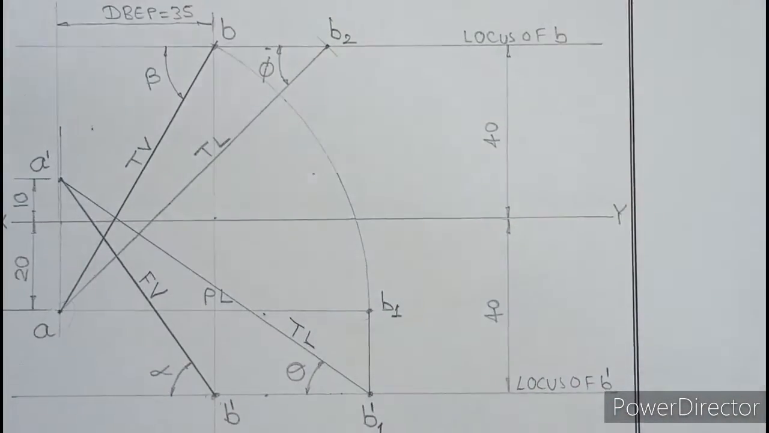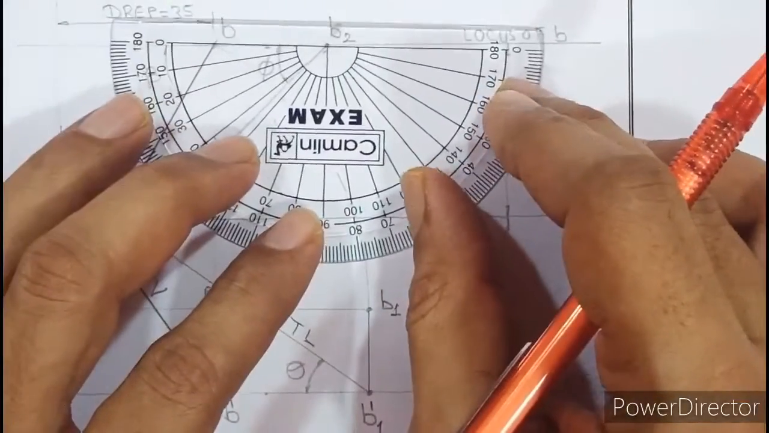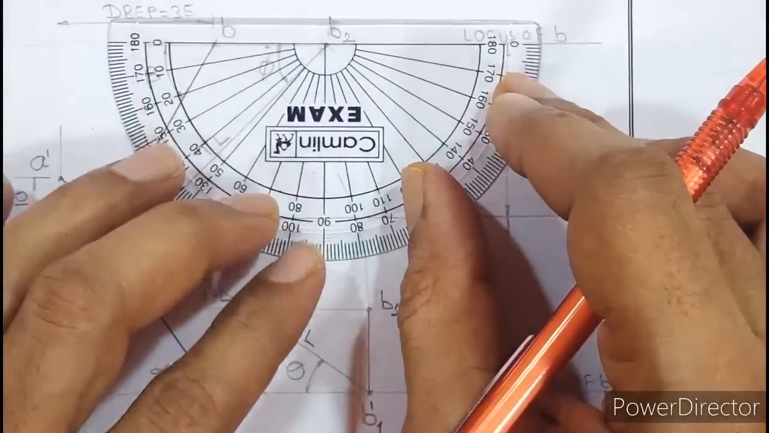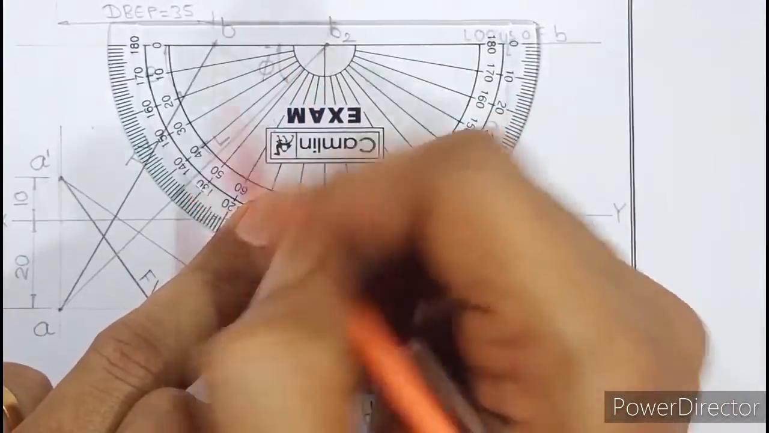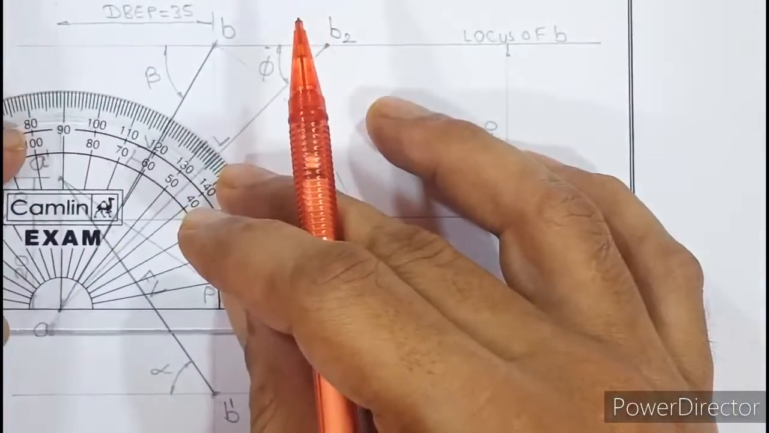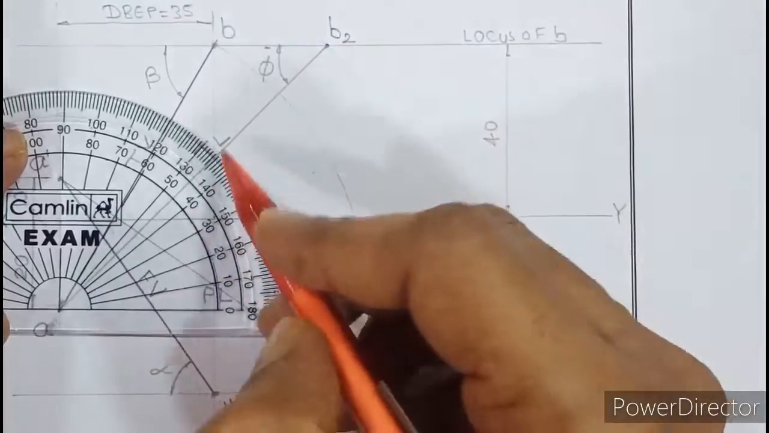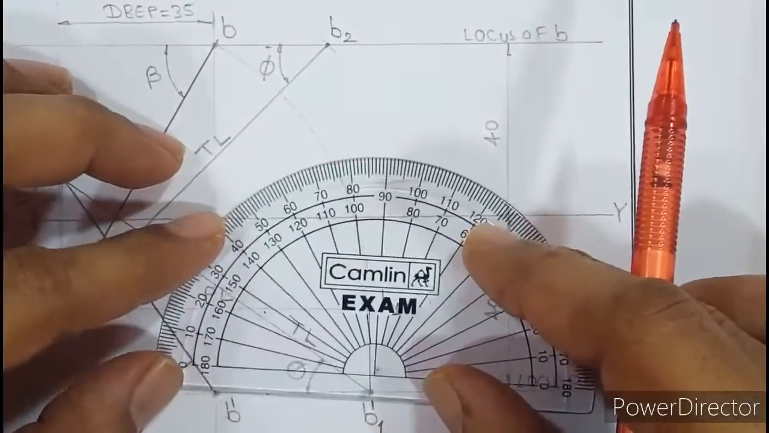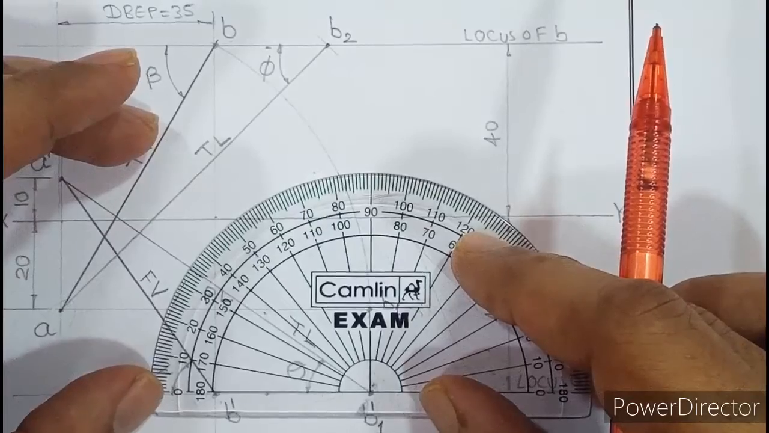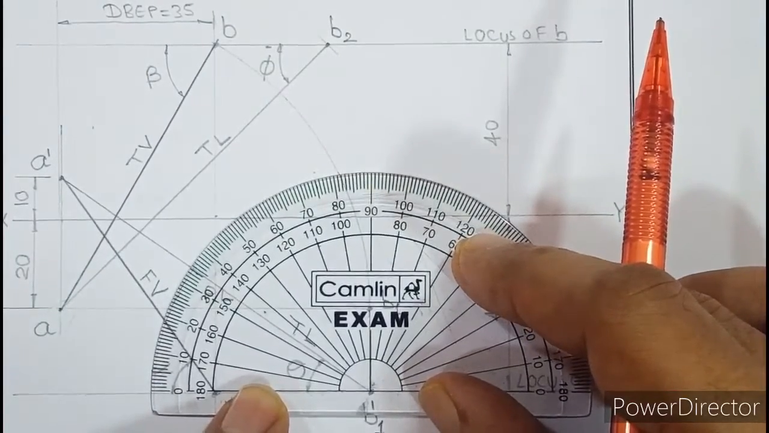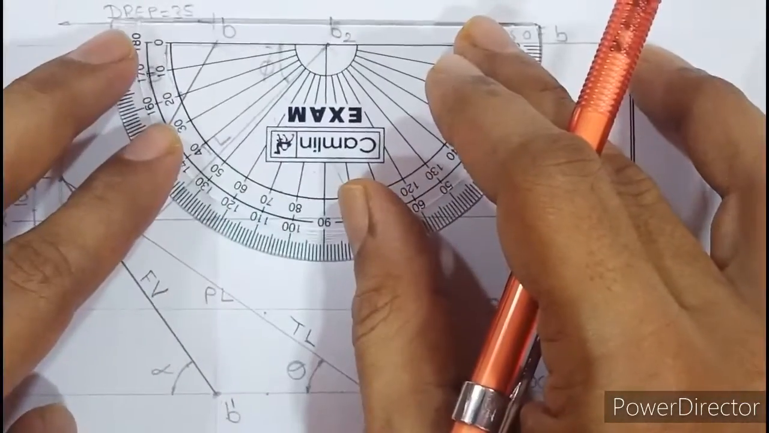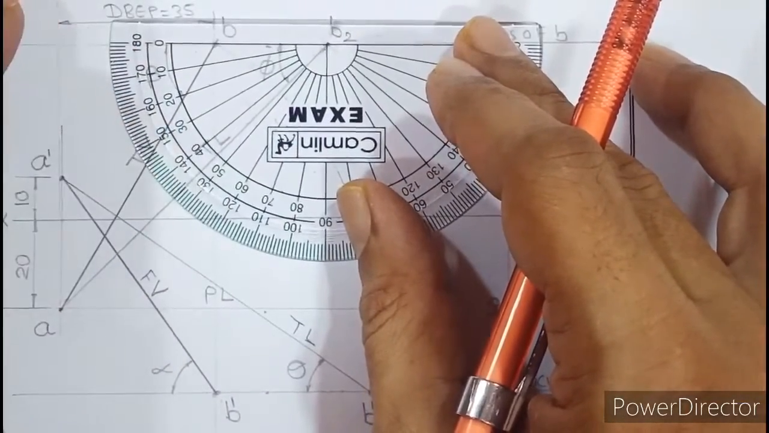Now they've asked us to measure theta and phi. If I keep my protractor here and measure this angle, it comes out to be 45. Let me check it here. This phi is 45, and theta is not 30 this time. So theta is 35 and phi is 45. Okay, phi is around 45 or 46.